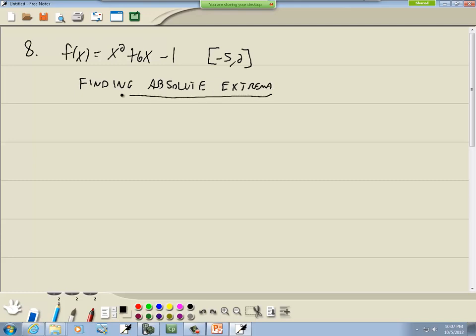Now absolute refers to your very highest point and your very lowest point. So it's not relative to what's around it, but it truly is your highest and lowest. Okay, first step, find the derivative. So we got f prime of x is equal to 2x plus 6.